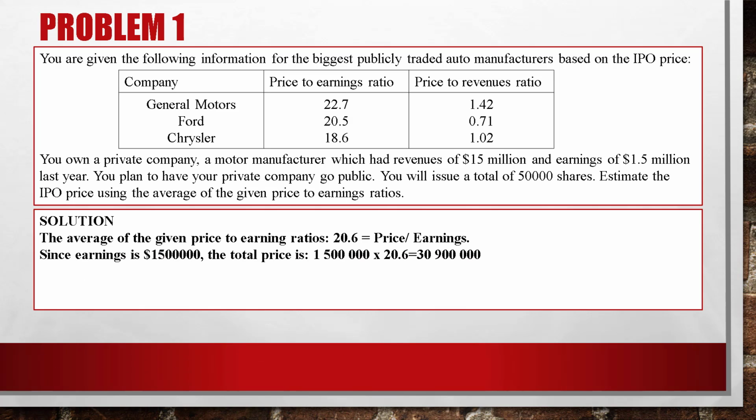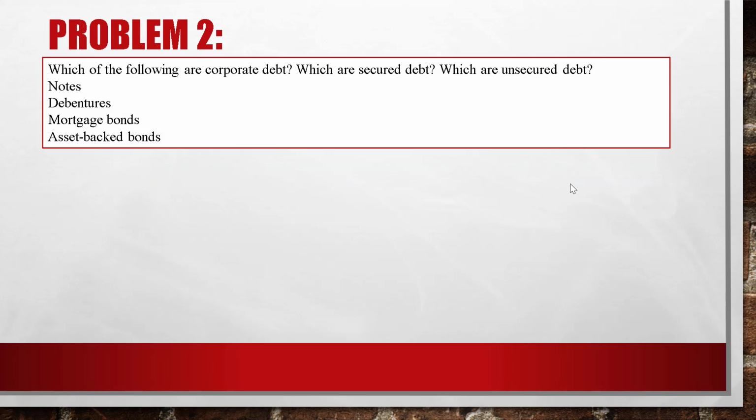We take 1.5 million times 28.6, we got $30,900,000. And this is the total price for 50,000 shares. So the IPO price is 30.9 million over 50,000, which is 618. That's problem 1. Now let's look at problem 2.